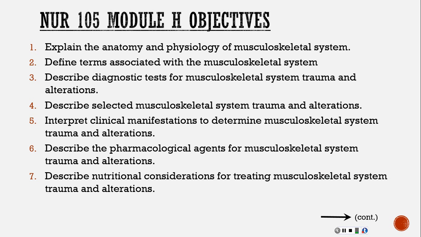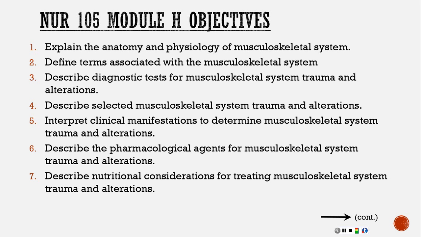Okay. Number one, you should be able to explain the anatomy and physiology of the muscular system. A lot of this stuff you've probably already touched. We're going to kind of go into it, review a little bit, and we'll go a little more in depth. You should also be able to define terms associated with the musculoskeletal system, describe diagnostic tests that are used in musculoskeletal system traumas and also alterations.